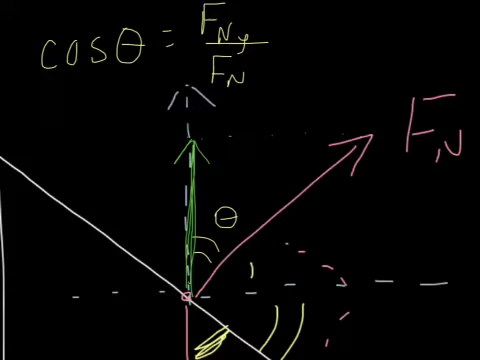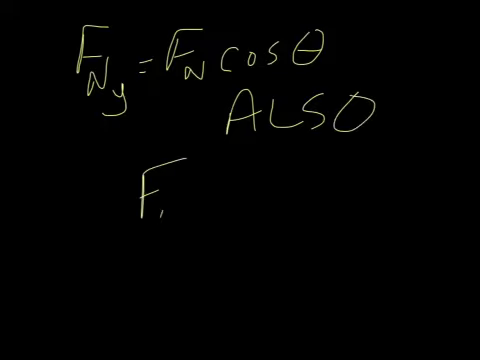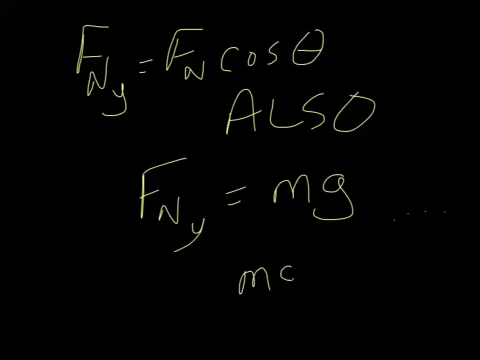We do that cross multiplication. So if that's true, and we also know, we said earlier, that Fn in the y direction is equal to mg, then the transitive property says, yep, mg is equal to Fn cos theta.